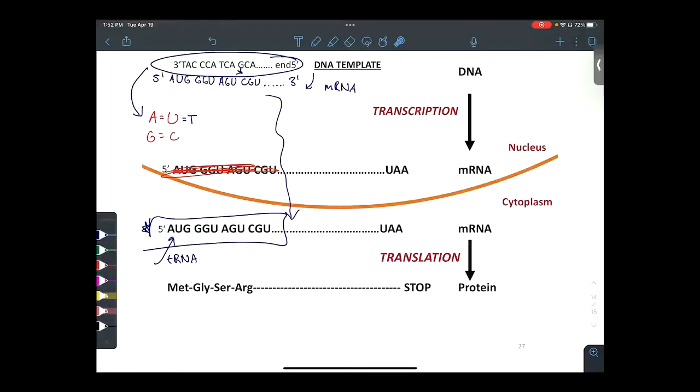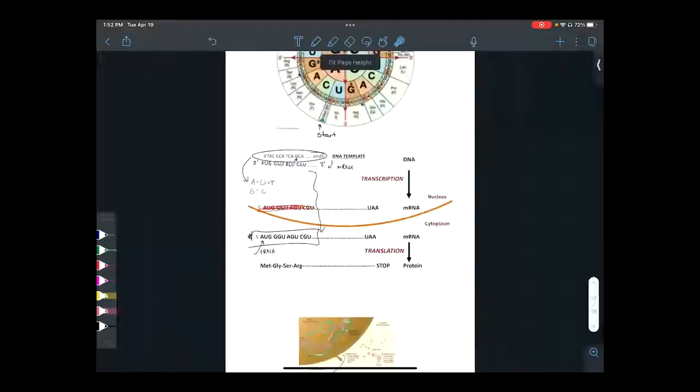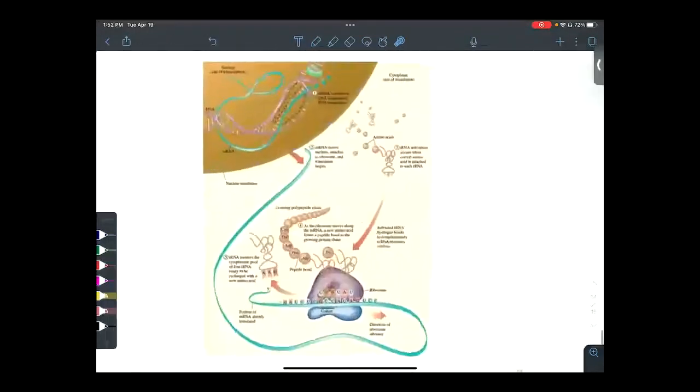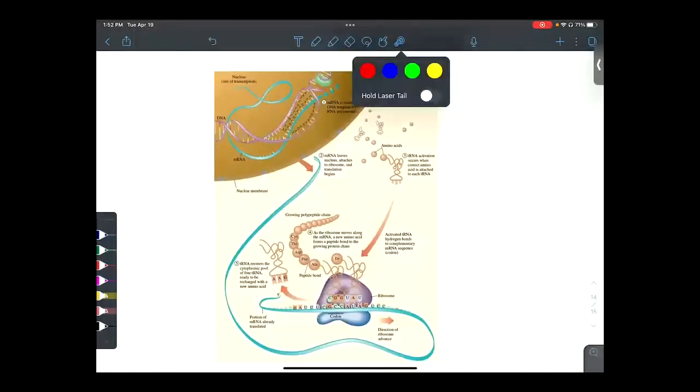Let's just finish up, and we probably have time for the example problem I have. Okay, so here's all of it together. This is basically the same slide. Here's your nucleus. This is where your mRNA is making the photocopy of the DNA. Since mRNA is small, it can leave the nucleus.